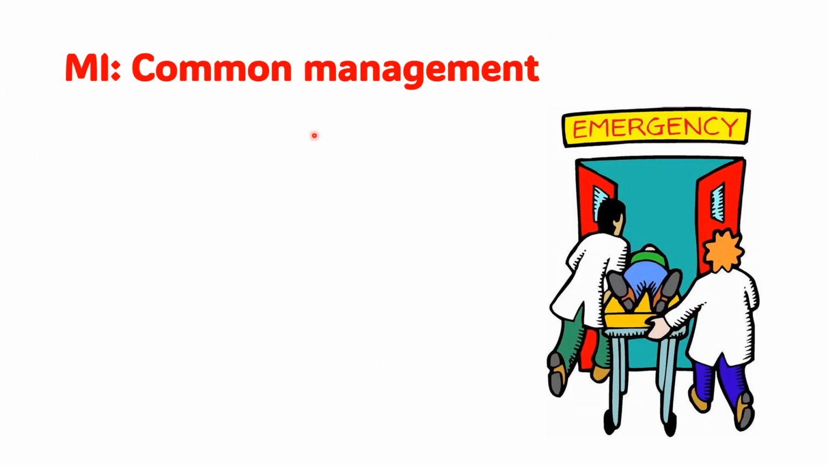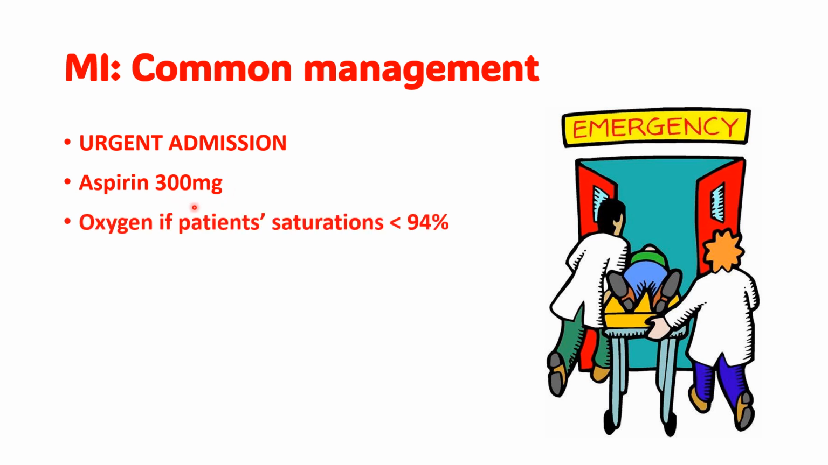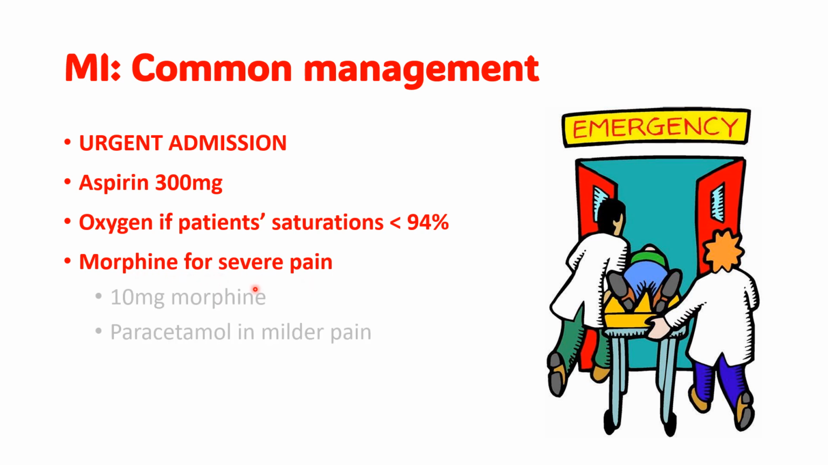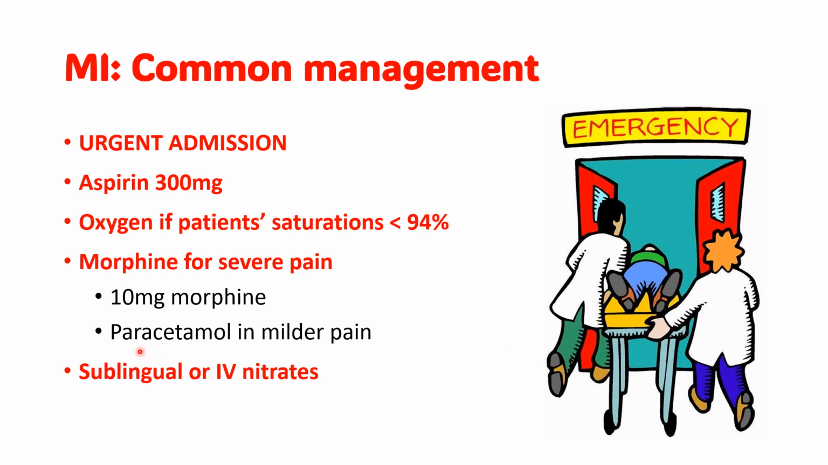So we've already mentioned this in the angina video about the ACS, acute coronary syndrome, common management. Patient wants to be admitted, 300 milligrams of aspirin stat, oxygen if they're saturated in less than 94%. So don't just be handing out oxygen to anyone, only if they're desaturating. Morphine for severe pain. You could try them with 10 milligrams maximum. They might have some paracetamol IV as well. And then just be careful of sublingual or IV nitrates when the blood pressure's low.